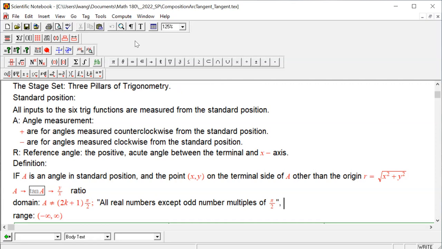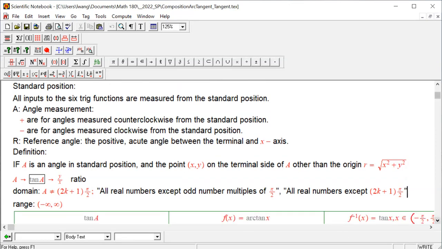Or you can also use more symbols, right? You can say all real numbers except that A is... actually we can just write this, except that. Okay, so these are the wordings you can use when you read these. The range goes from negative infinity to positive infinity.